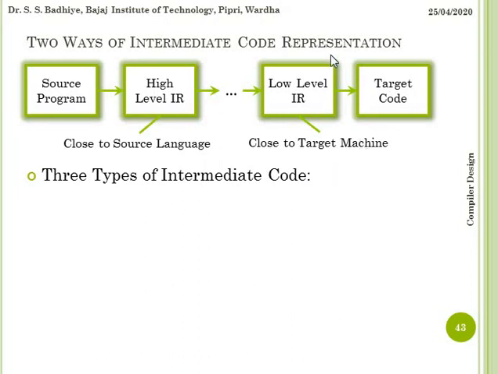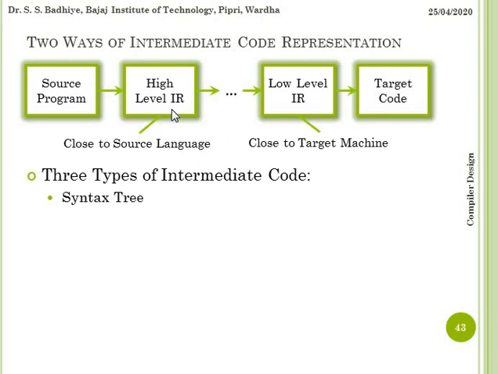Now these intermediate representations are of three types. The first is the syntax tree. The syntax tree is a high level representation. What is its purpose? It represents the hierarchical structure of the source program.